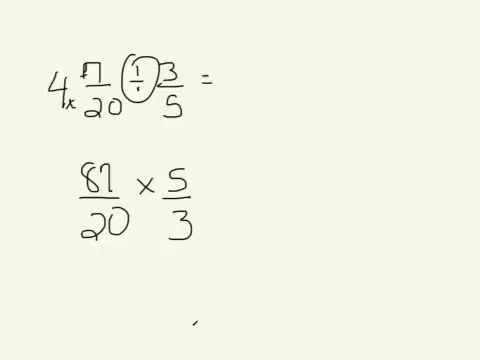I know that the 5 and the 20 have common factors, and it happens to be a 5. 5 divided by 5, and then we could do 20 divided by 5. 5 divided by 5 is 1. 20 divided by 5 is 4.